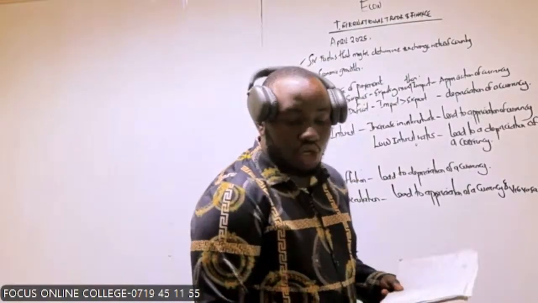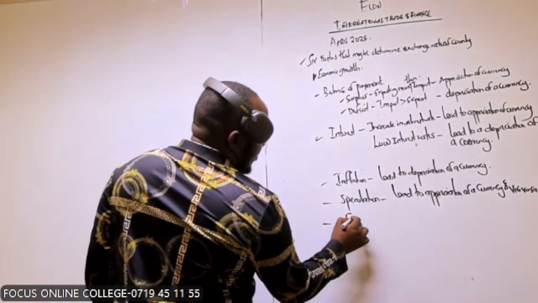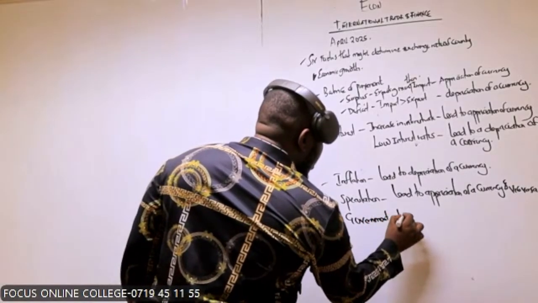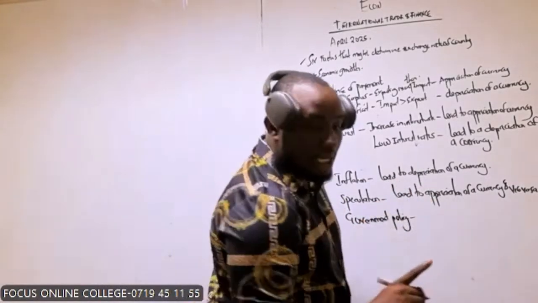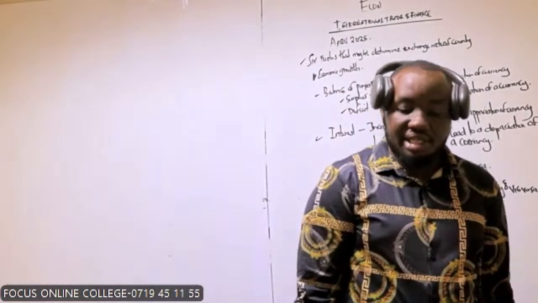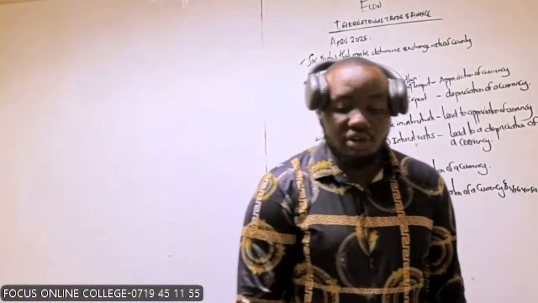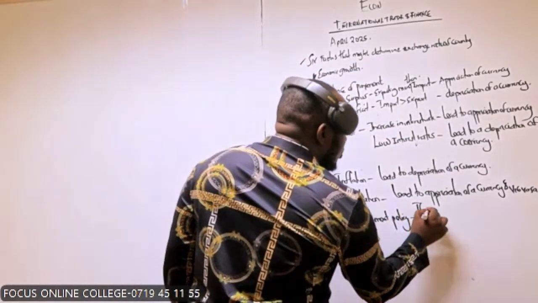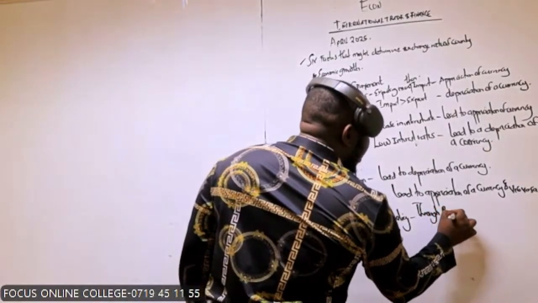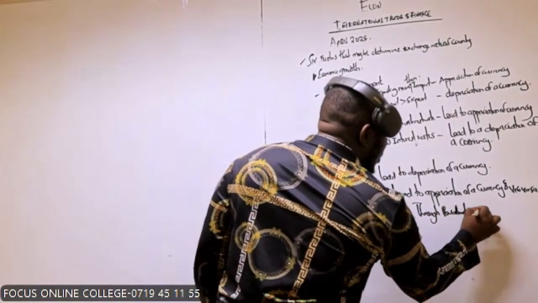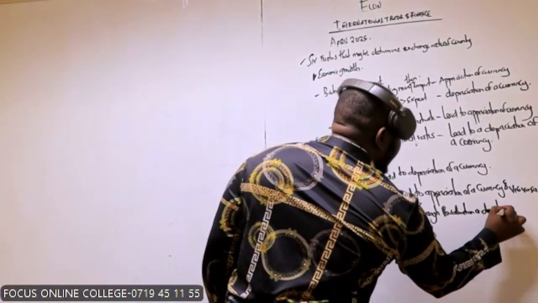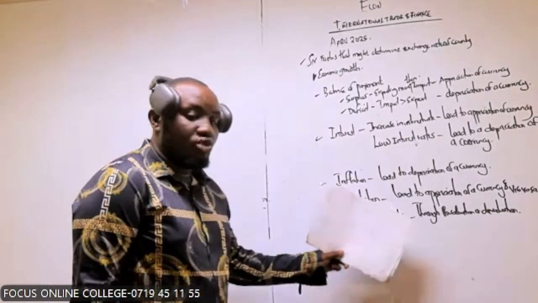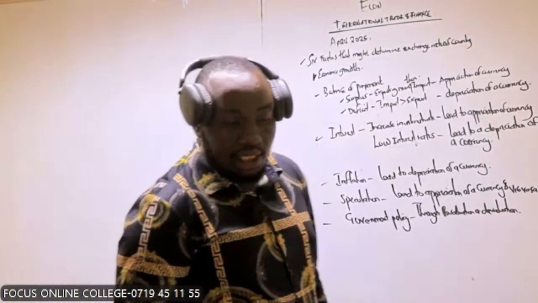Then we have what's called government policy. How does government policy basically affect a currency? We know that government influences the value of a currency through revaluation or devaluation. Revaluation means they increase the value, so the government may influence through revaluation and devaluation.